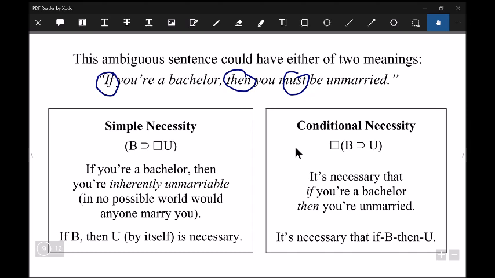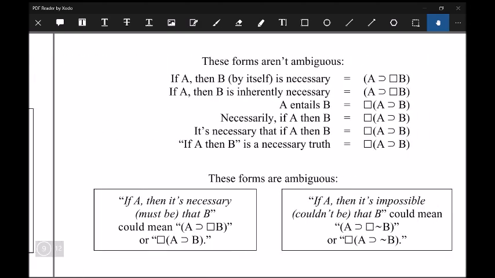I mentioned the divine foreknowledge, human freedom argument. If God knows what we are going to do, then we must do it, and so we can't be free, etc., etc. That involves this ambiguity, and it's really two arguments. Is it a good argument? No. We will talk about that later. So, if you see something of this form, it could mean box inside, could mean box outside.